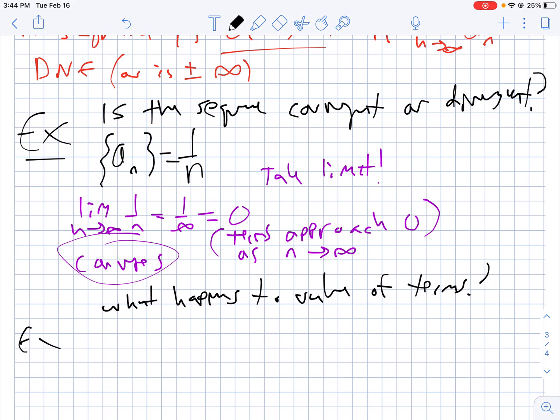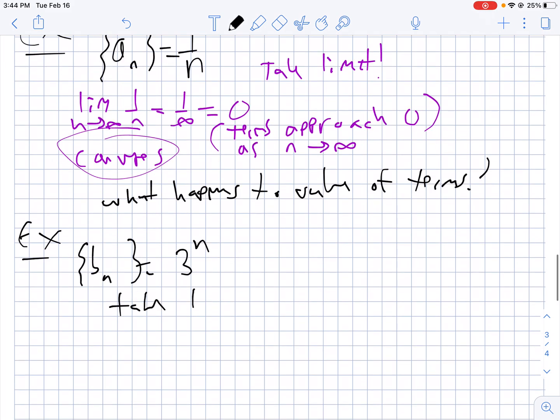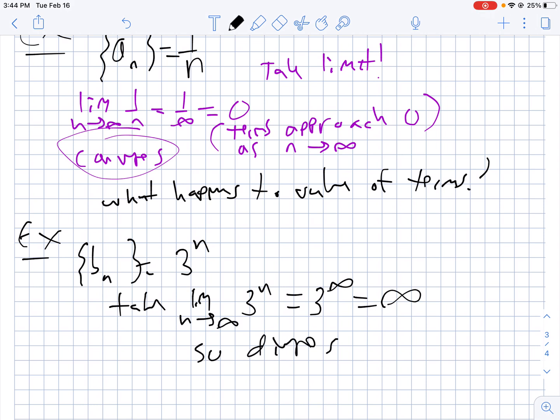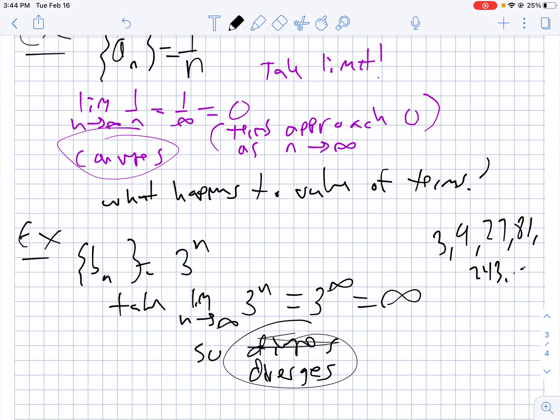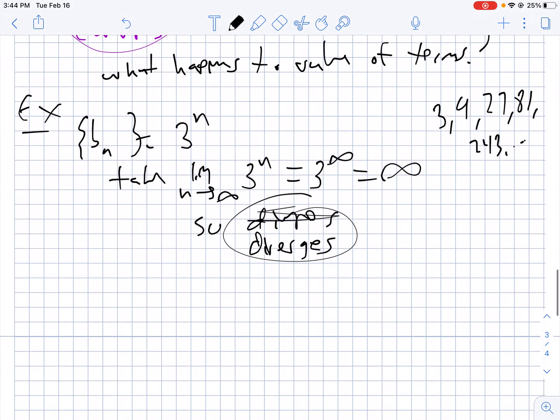Okay, so let's look at a few more. Let's suppose we have the sequence b sub n equals 3 to the n. Well, here we're going to take the limit. If we take the limit as n goes to infinity of 3 to the n, obviously that's 3 to the infinity. That's infinity. Infinity, as you know, is not a real number, so this diverges, which makes sense, right? Because the terms are 3, 9, 27, 81, 243, just getting bigger and bigger and bigger, and they're not approaching a real value. So this one diverges, which I've really done a poor job of writing. Sorry about that.